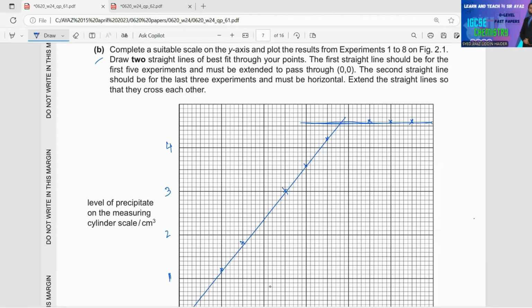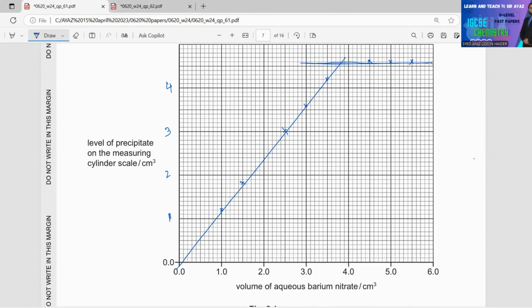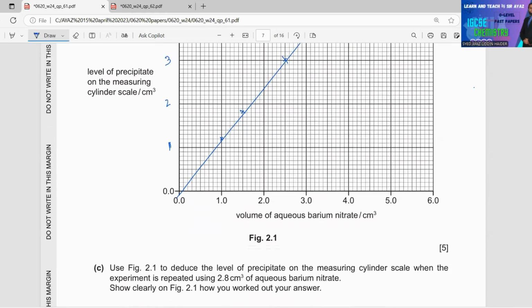So for your convenience, I've already drawn the graph, and the graph you'll be obtaining is like that. The line for the volume of barium nitrate between 4.5 till 5.5 is not straight, but I think it's okay. For the other points, I've drawn a straight line. I've joined it correctly. You will get the graph like this. So let's move to part C.